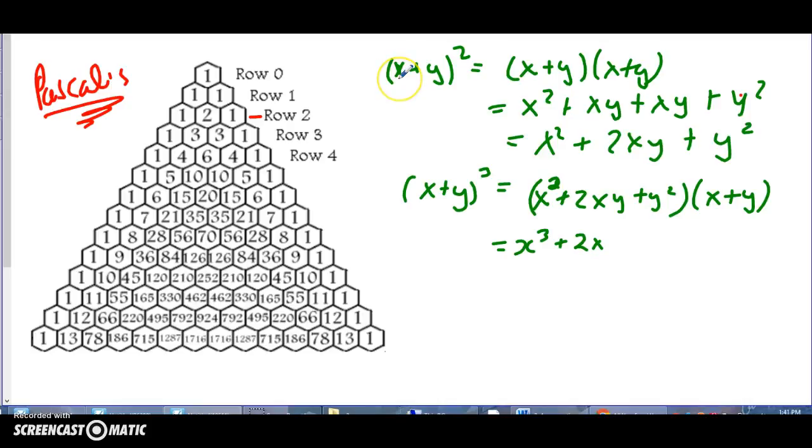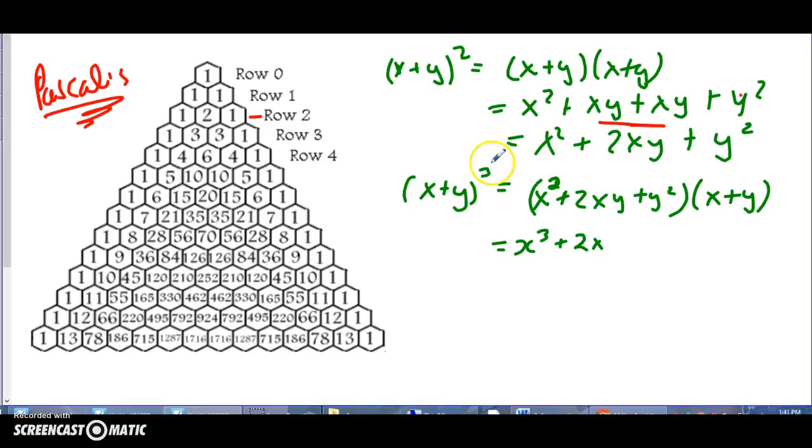Okay, so if I have something like this, x plus y squared, and I FOILed it out, x plus y times x plus y, I end up with x squared plus xy plus xy plus y squared. And then when I collect like terms, I get x squared plus 2xy plus y squared. Okay, no big deal. But let's say I want to move on to something like this, x plus y cubed.